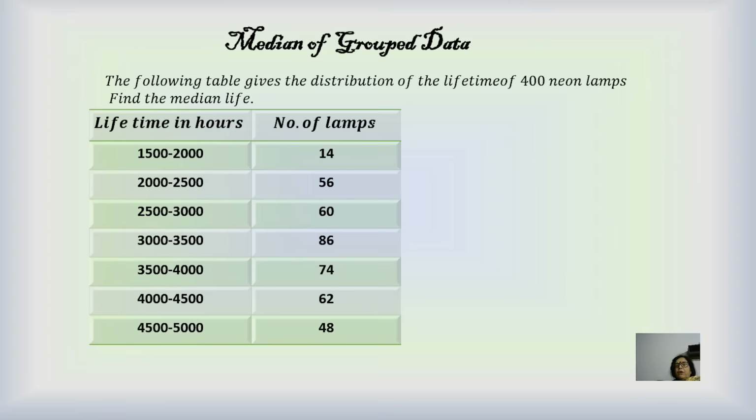Next is median of grouped data. So here we have the lifetime of 400 neon lamps, and we have to find the median life. So minimum value of the lifespan is 1500 in hours, and the maximum is 5000. These are the number of neon lamps which can survive these many lifetimes in hours.